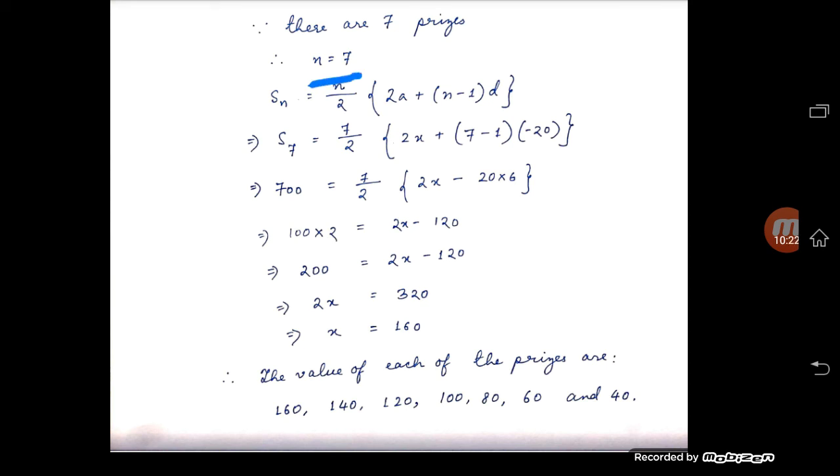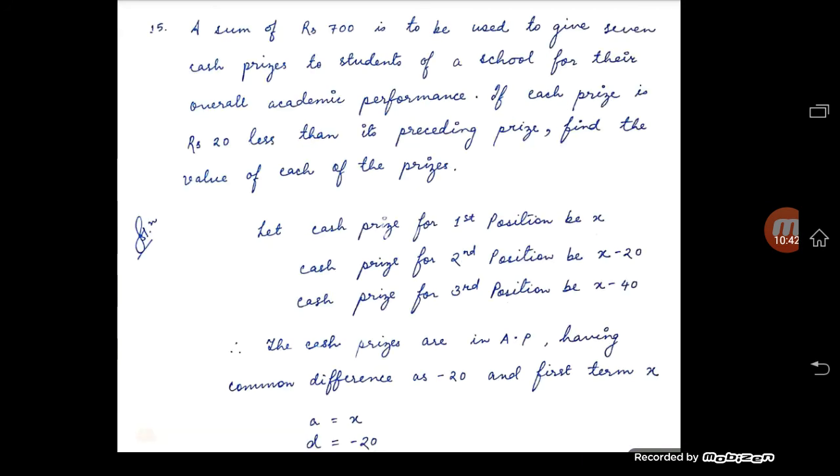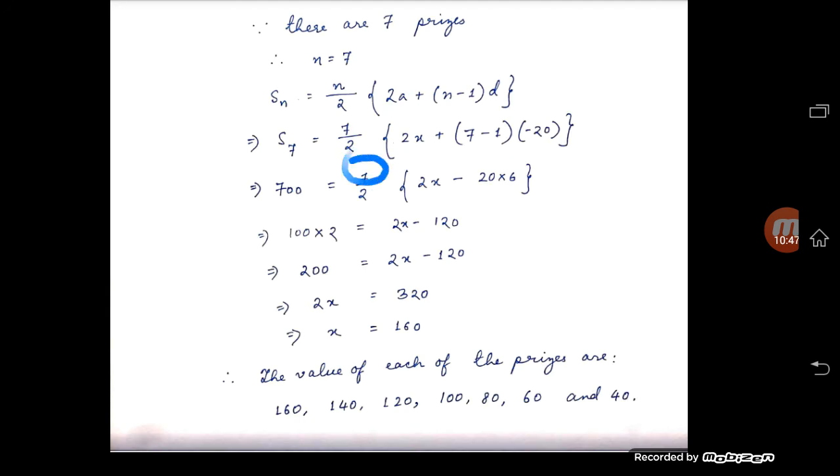Now, n by 2 will be 7 by 2. This is the formula for sum of n terms of an AP. In place of a will be x, d will be minus 20. Now in place of S7 we'll take 700 since it is given total sum of money is 700. In place of n we will put 7 because there are 7 prizes. n minus 1 will be 6. As this minus and plus will be minus.